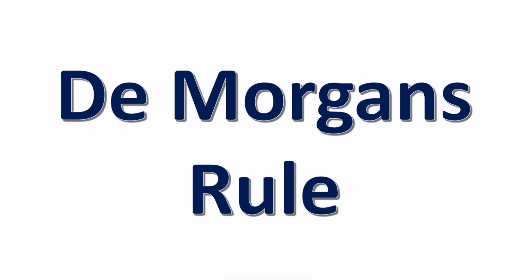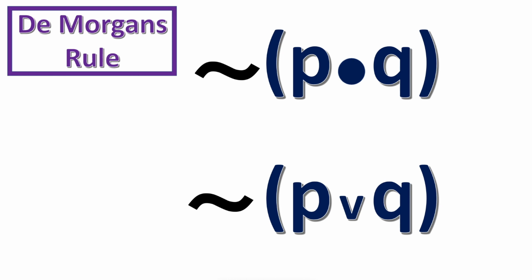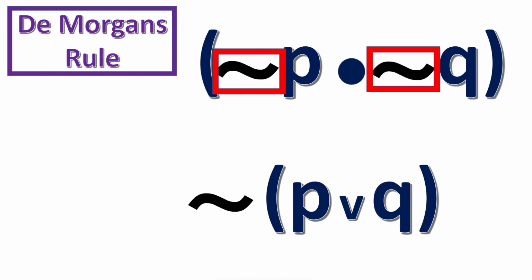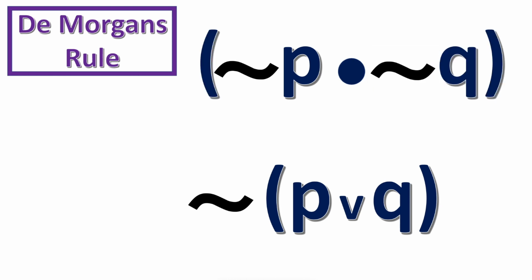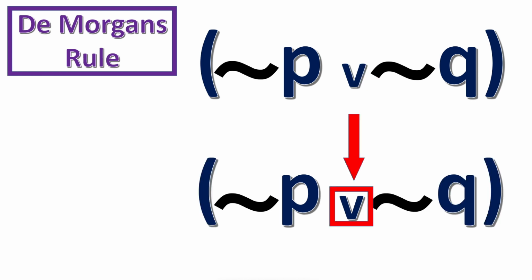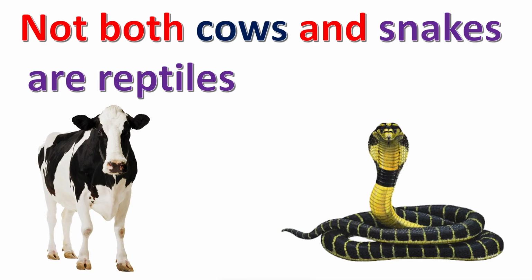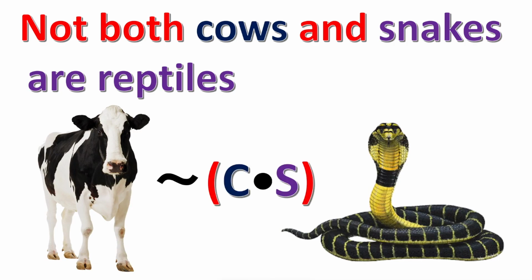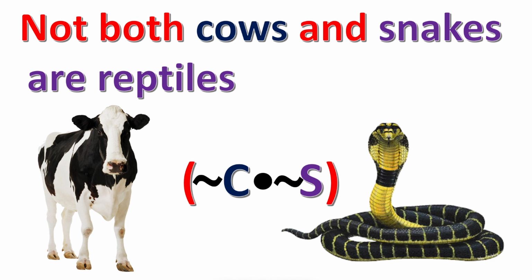And now, De Morgan's rule. According to De Morgan's rule, when the tilde is moved to the inside of the parentheses, a dot changes to a wedge, and a wedge changes to a dot. For example, this statement is translated like this. Or you can move the tilde inside the parentheses and translate it like this. But you must change the dot to a wedge.